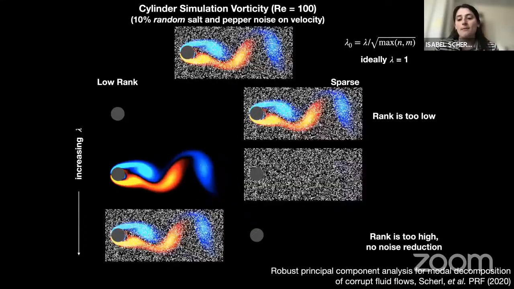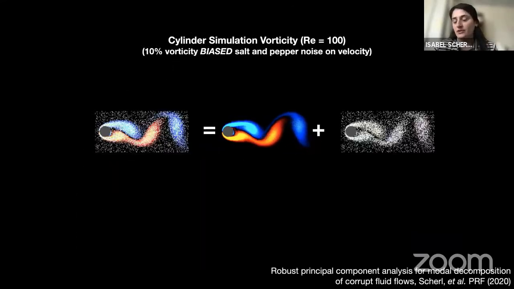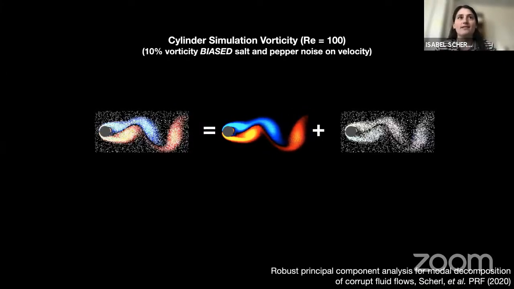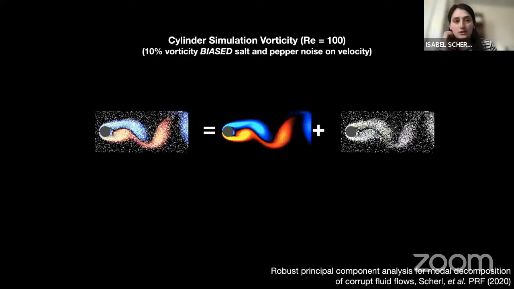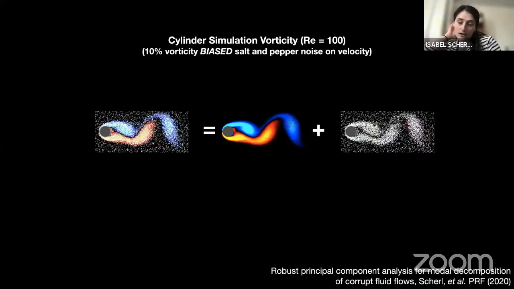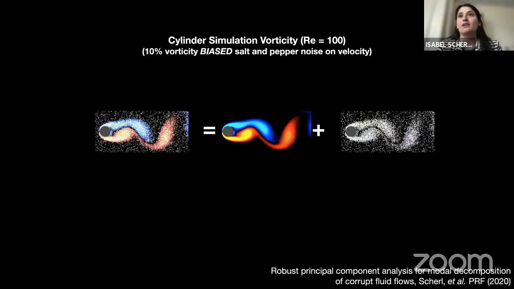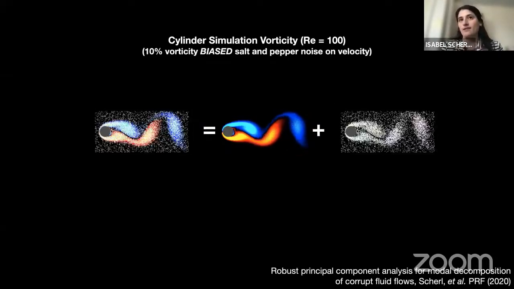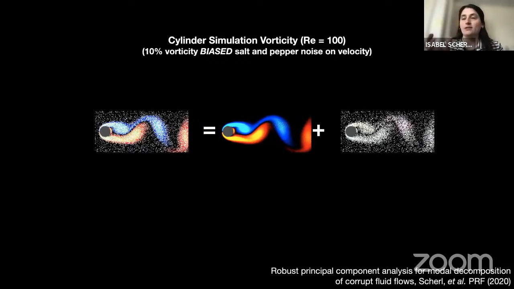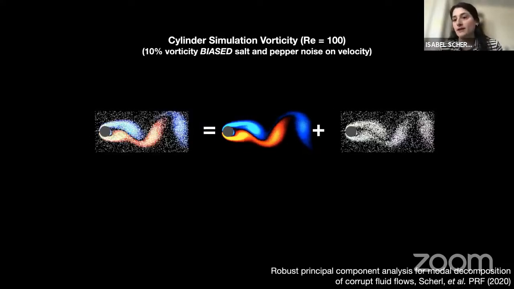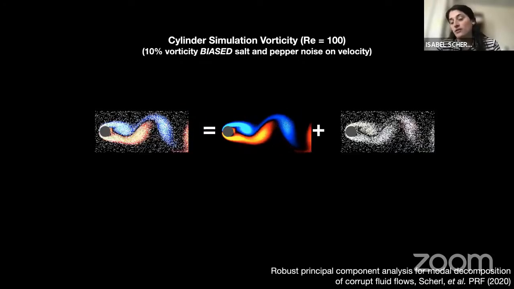But let's say instead we bias the noise towards regions of interesting flow dynamics. So let's say we bias them where the flow is rotational, in regions of high vorticity. You can see that we still get a really nice bisection at that optimal lambda value. We're seeing really nice noise reduction. And the reason there's structure in the sparse space is because the noise is correlated, the noise is structured.